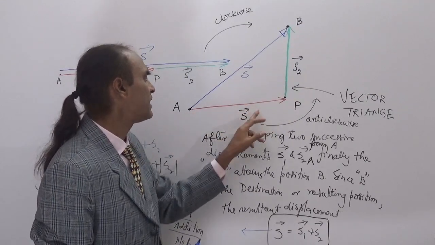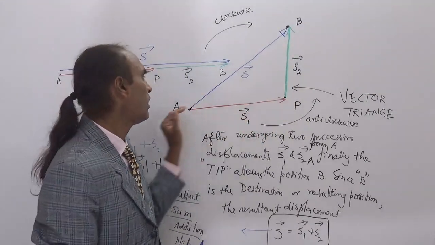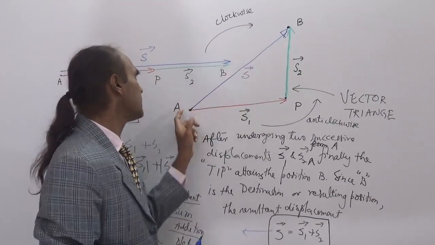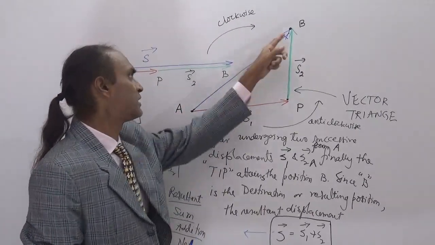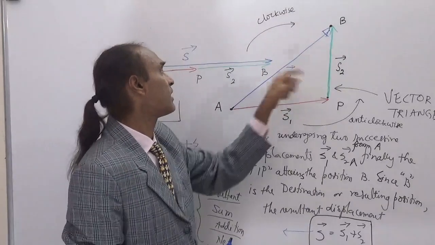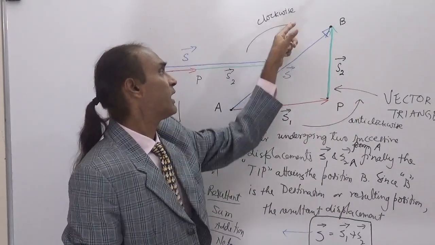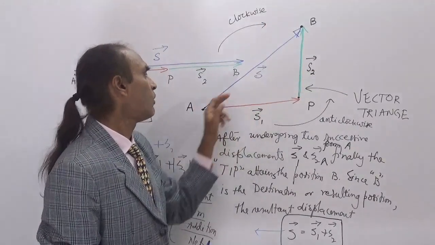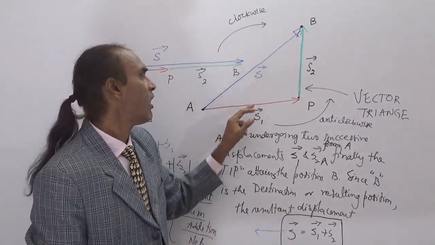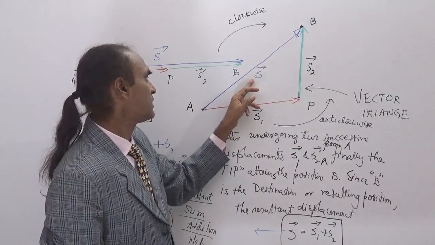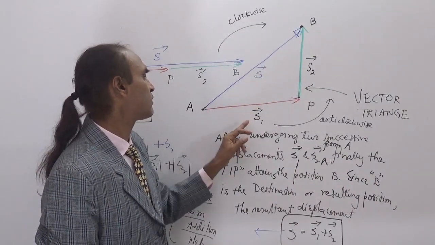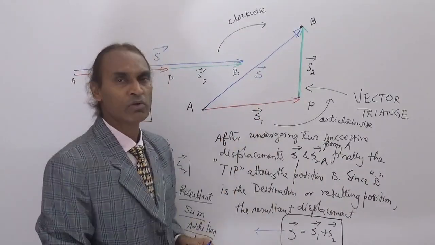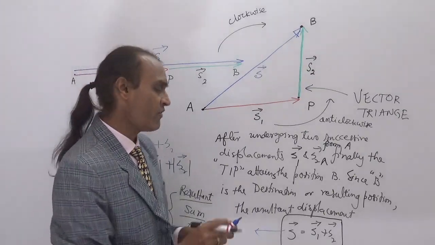If they represent two vectors S1 and S2, the closing side of the triangle, AB, is the closing side, taken in the reverse order. If it is anti-clockwise, then it is clockwise. Clockwise is the reverse of anti-clockwise. Taken in the reverse order will give you the resultant of these two vectors. This is the resultant displacement, S is equal to S1 plus S2. This is what we call triangle of vectors.